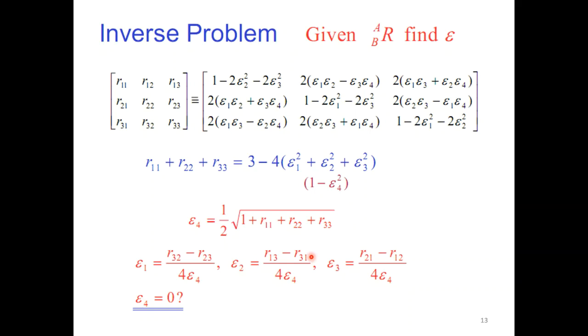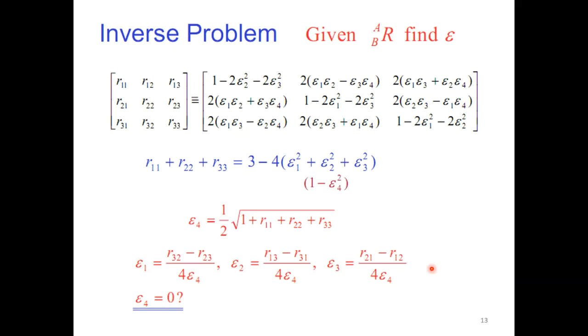So once you calculate epsilon 4, you have to calculate epsilon 1, 2, and 3. For that, you can find equations like this: R32 minus R23 divided by 4 epsilon 4. And epsilon 2, 3 are also like that. There are equations you can write down to calculate the 4 Euler parameters. But the problem is, if epsilon 4 is 0, again you are in the same problem. You can't divide by 0. You're stuck.